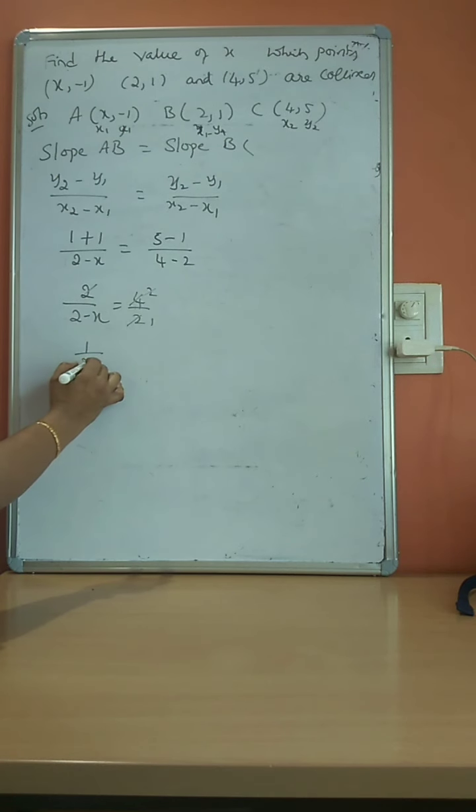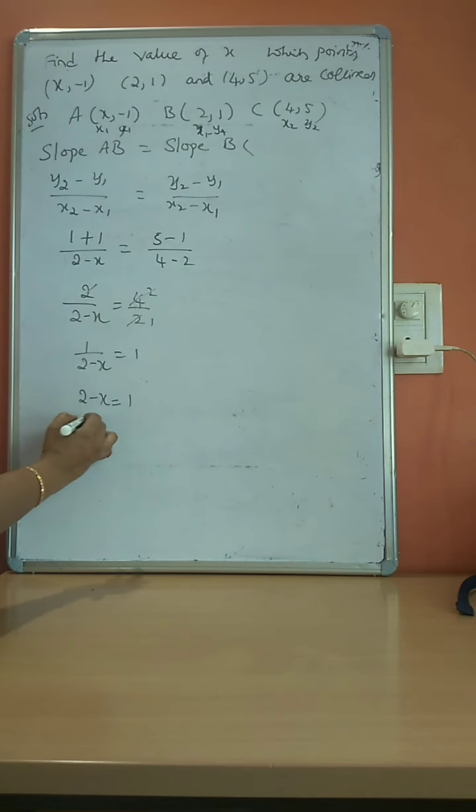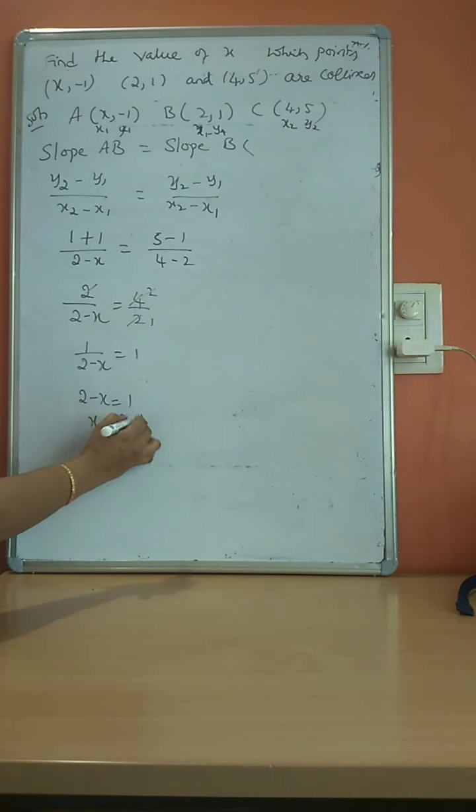Therefore 1 by 2 minus x must be equal to 1. Therefore 2 minus x is equal to 1. So x must be equal to what? Taking x to this side and plus 1 to the other side, we get 2 minus 1. We get the value 1. So x is equal to 1.